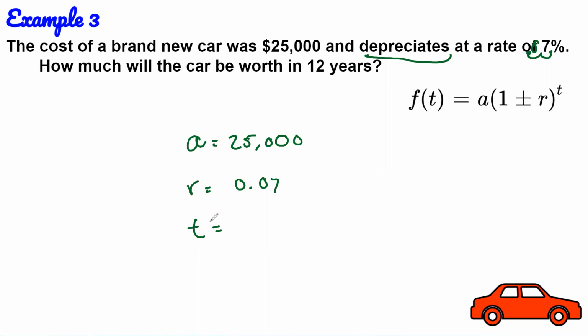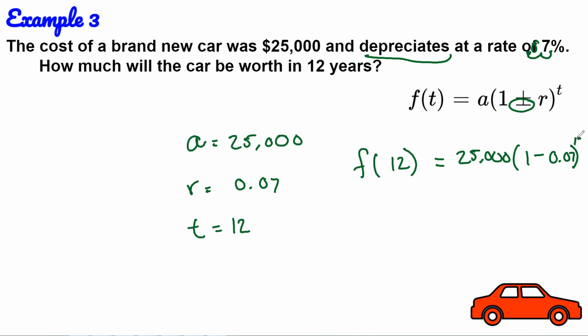Jessica, what's my time? 12 years. All right, so this time it's going to depreciate, meaning that it's going to lose value. So are we going to add or subtract? We're going to subtract in this case because it depreciates and loses value. We want to know our final value after 12 years. Our initial value, we said, was 25,000. We have 1 minus 0.07 to the power of 12.